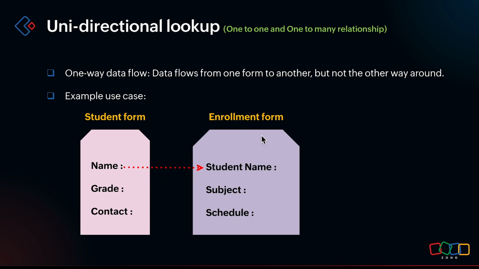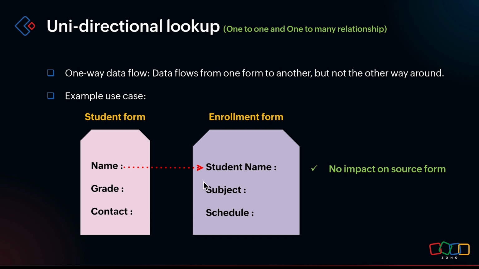Whenever an enrollment happens, whenever a student is enrolling for a course or a subject, whenever this form submission happens, this does not have an impact on the source form, that is nothing but your student form. So even when multiple enrollments happen, the data stored in the student form is going to be a constant value. Since data flow happens in a one-way manner, this is a classic example of a unidirectional lookup.